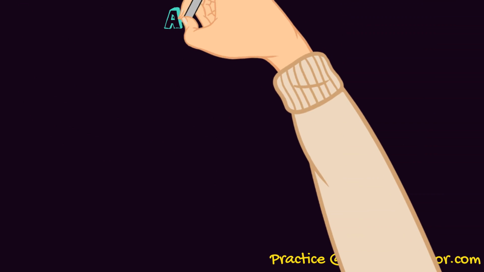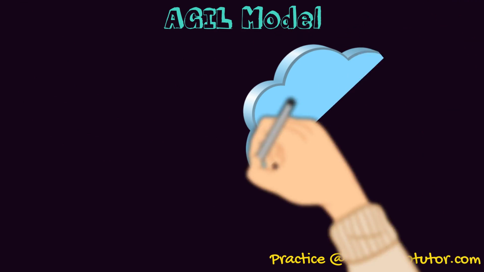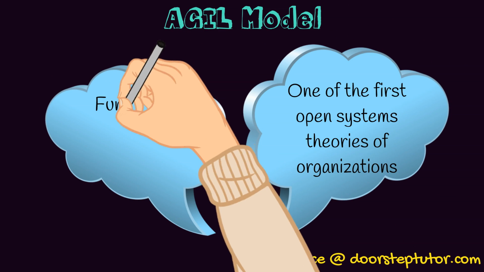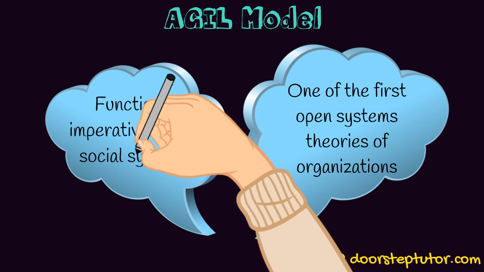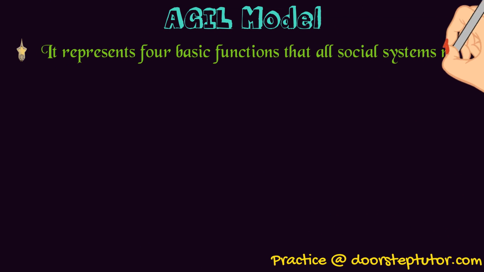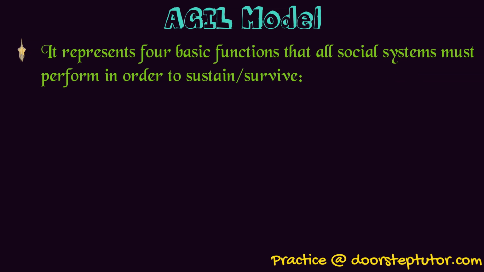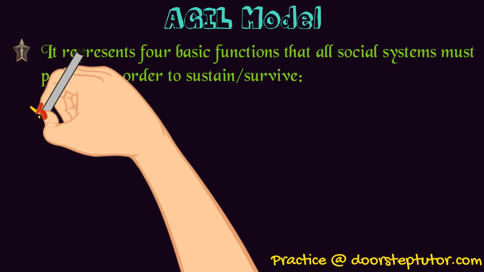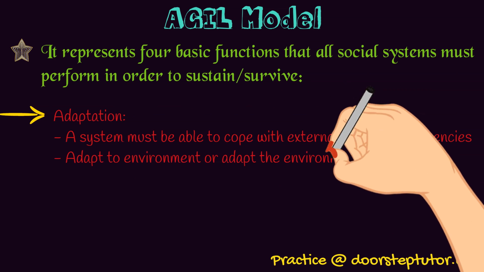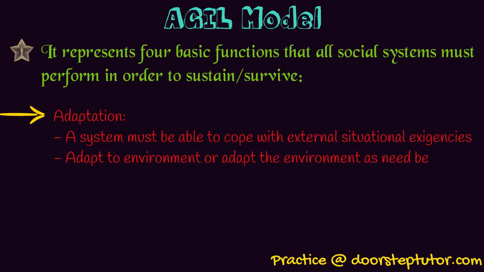Now, coming to the very important AGIL model, which was asked in this year's question paper also. AGIL model is what? One of the first open system theories of organizations. It describes the functional imperatives of all social systems. It says that every social system is based on these functions. There are 4 functions and they should be performed in order for the social system to sustain, to survive or to continue. So what are these 4 functions? First is the function of adaptation. A system must be able to cope with external situations and it should adapt to the environment, or the environment should be adapted according to the needs.